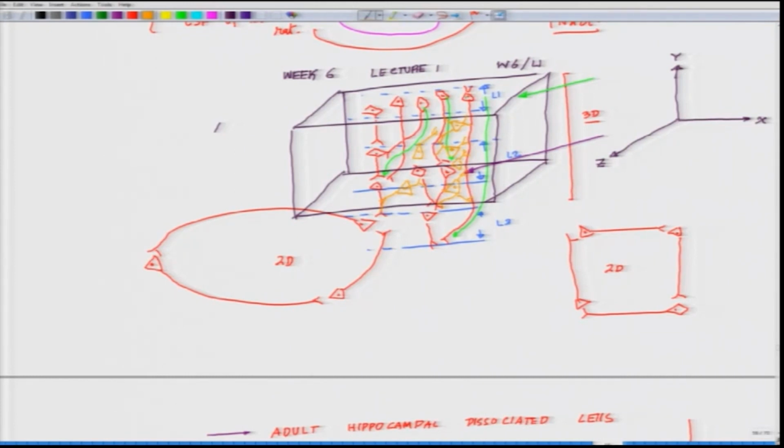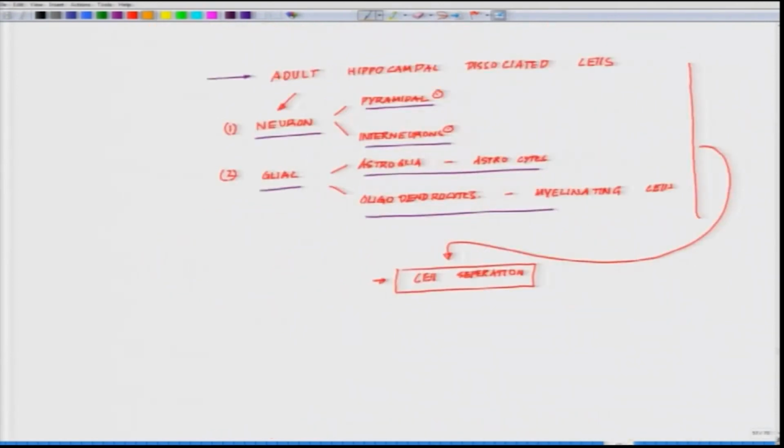So, those of you who are not aware of the myelination process in the nervous system, just to give you a brief idea. So, here you have a classic neuron, and whenever we draw the neurons, we draw it like this.